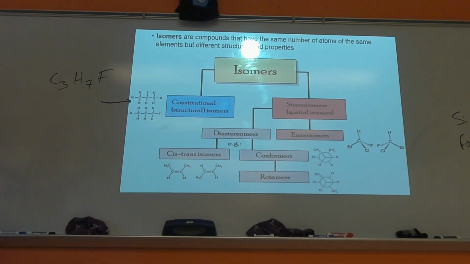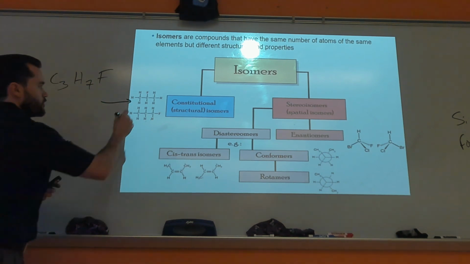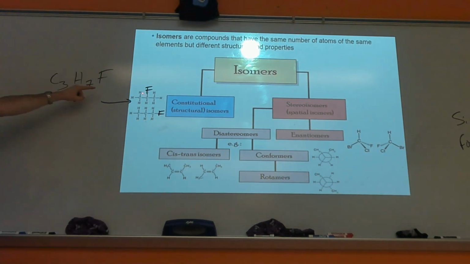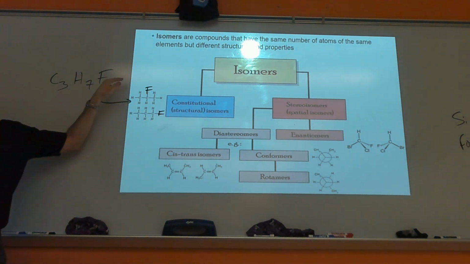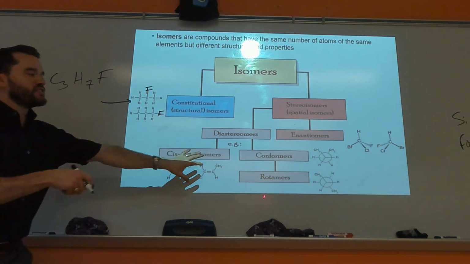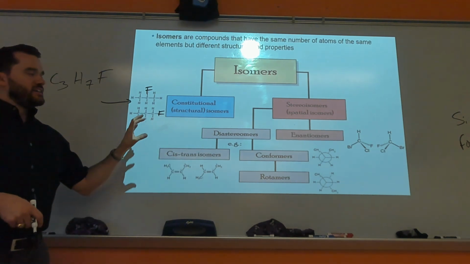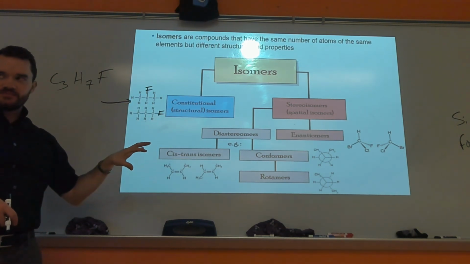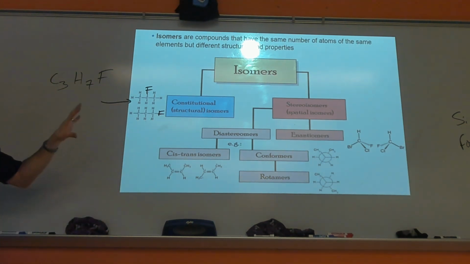Now, a structural isomer is just saying, this is the fluorine atom, and the fluorine is just being put at a different spot. Same number of atoms, fluorine's in a different spot. You don't have to know all these other ones. I'll come back to this slide, but it's just trying to show you the different kinds of isomers. So don't pass out on me. I promise you it's not this crazy. It's just the same structure, but arranged in different ways.